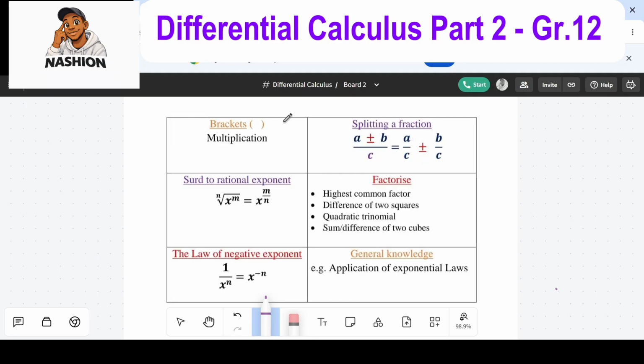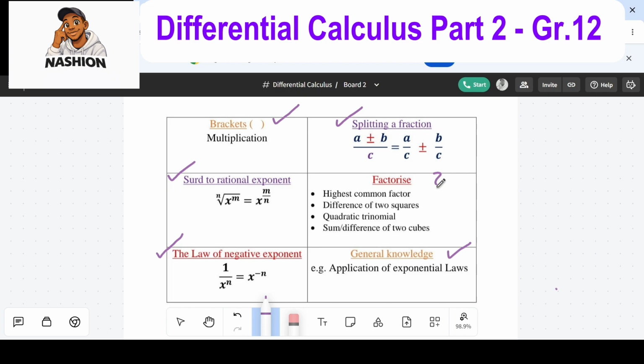Next, customer, please determine f prime x if f of x is equal to all that. Okay guys, hopefully you have noticed that from the list of our concepts here, so far we have applied removal of brackets like in question 1. We have changed a surd into a rational exponent. We have applied this law of negative exponent. We have had to split a fraction. We even applied the general knowledge.